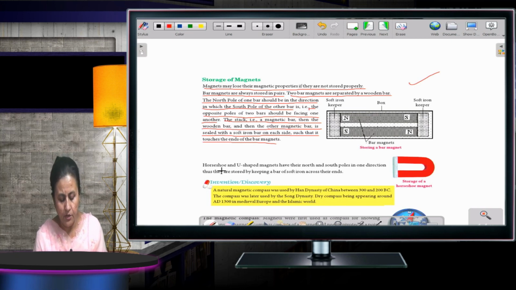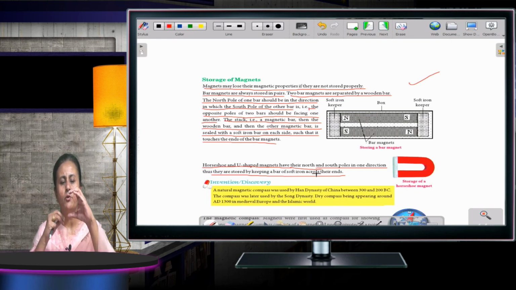Now, horseshoe and U-shaped magnets have the north and south poles in one direction only. Thus, they are stored by keeping a bar of soft iron across their ends. In case we have got a horseshoe magnet, what will we do? Because both the ends are on one side only, we will put the bar of iron here. Fine.